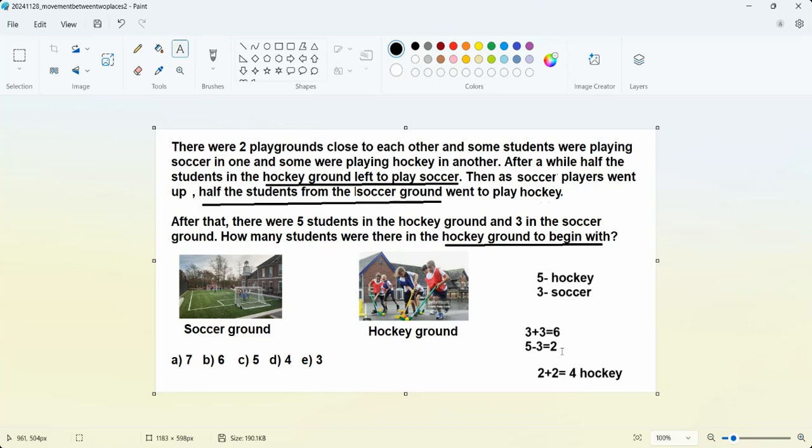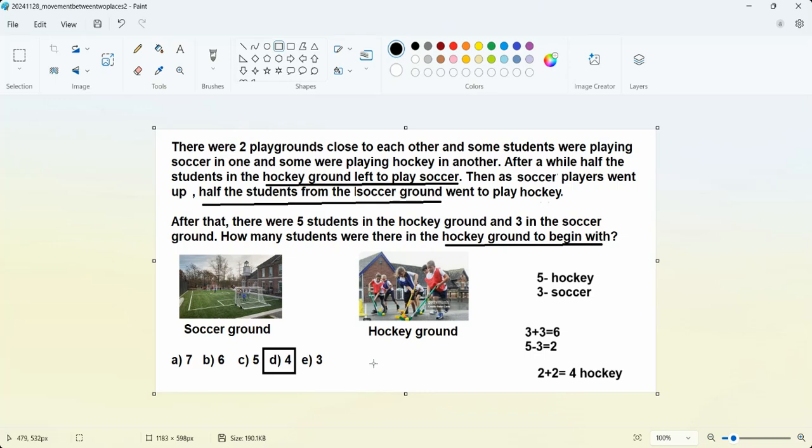So what have we done? In the first step, in the soccer, we add back: three plus three is equal to six. Then five minus three, because these three people came to the hockey field, so we subtract that to get the original number before this step in the hockey. Then, to go one step back, we again add back whoever left the hockey field, so we get 2 plus 2 is equal to 4. So we mark our answer as 4. That's how we solve this kind of problem: we add back whoever left, and whoever is coming in, we subtract them to get to the previous number.